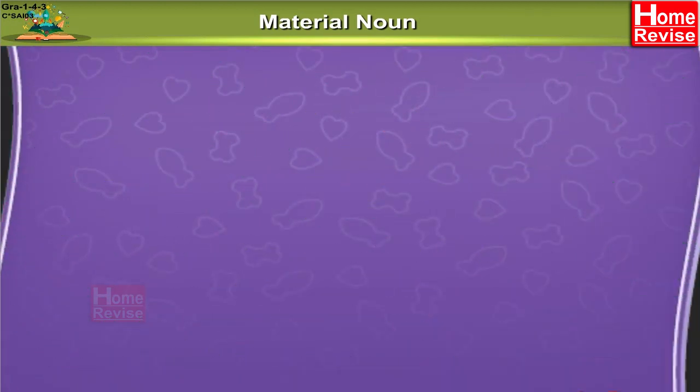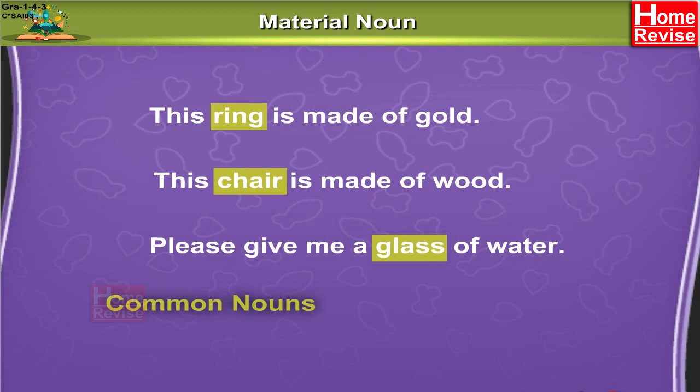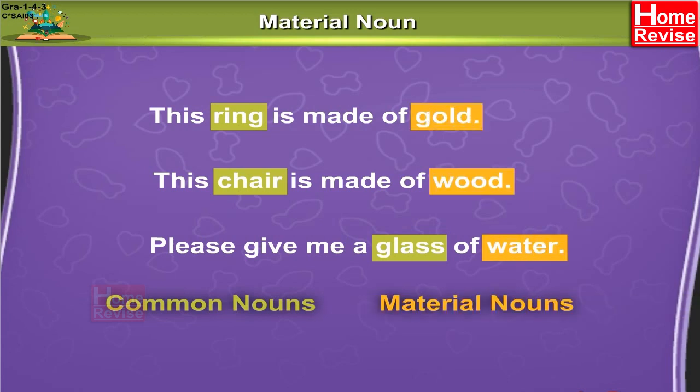Now, students, don't get confused between common noun and material noun. For instance, in these three examples, ring, chair and glass are common nouns. But gold, wood, water are material nouns. As we said before, they refer to some matter or substance.